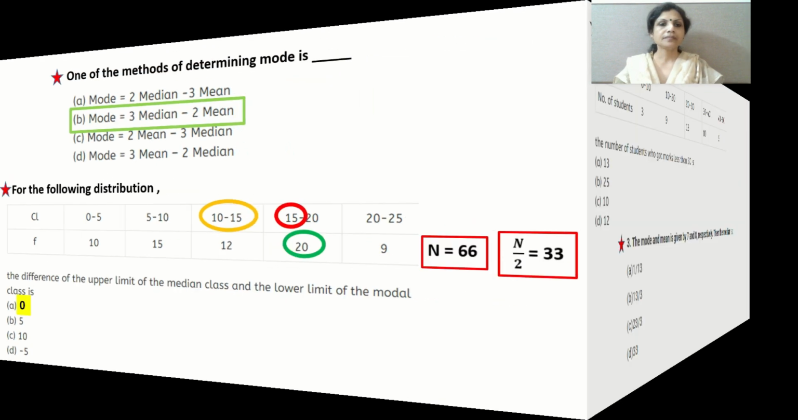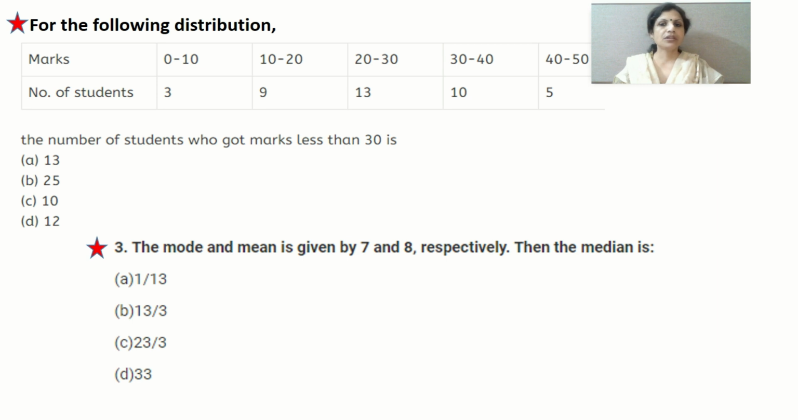Next sum. For the following distribution, this is the distribution given to you. The number of students who got marks less than 30. So marks are given in the class intervals 0 to 10, 10 to 20, 20 to 30. Less than 30 means you have to add the number of students, that is 3 plus 9 plus 13. If you add it, the addition comes equal to 25. So B is the correct option. This is also a simple sum.